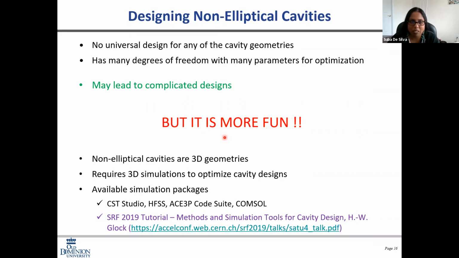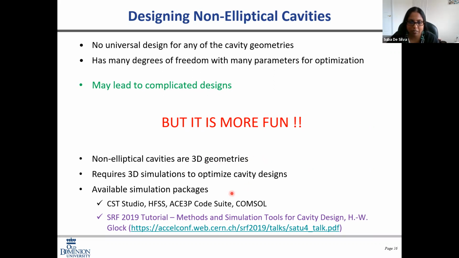So there's no one design for one fixed half wave design or one fixed quarter wave design or one fixed spoke design. It all depends on the application, and these many parameters allow you to optimize it based on the application. As you have seen, these cavity shapes are pure 3D geometries, so you cannot use simple 2D codes. To a certain extent, you can do them analytically, but once you have all the features such as curving of these edges and beam pipes, you no longer can do a complete cavity geometry using 2D codes.